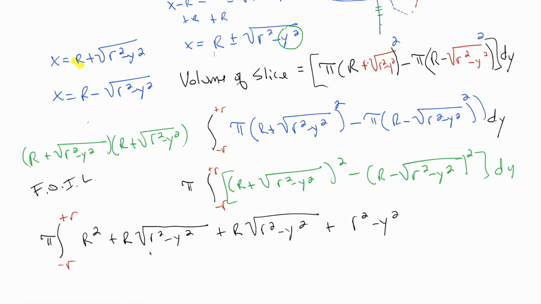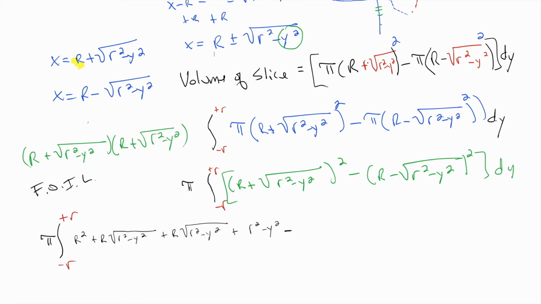So we got our first, our outside, our inside, our last. Minus the same thing again, except this time big R minus the square root of r squared minus y squared. Let's go ahead and just change this right here to minus, minus, minus. Do our first. First is R squared. Outside, negative R times the square root of r squared minus y squared. Inside, right here, so negative times a positive, so minus R times the square root of r squared minus y squared.